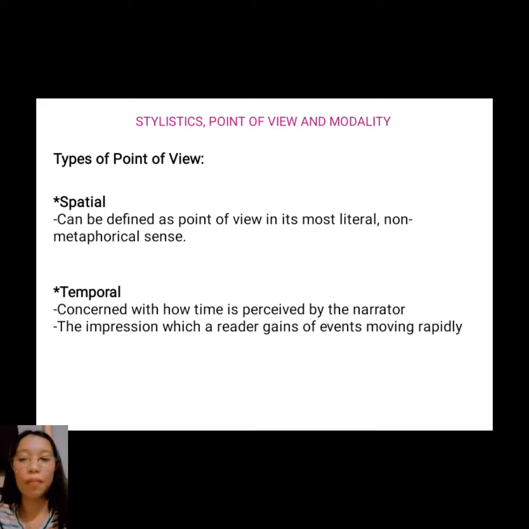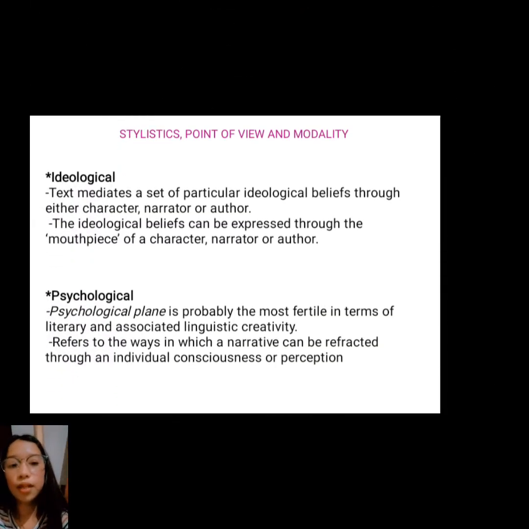Second is temporal point of view. It refers to the speaker's perception of the passing of time. It also refers to the temporal dimension in which the subject of the fiction is framed. The third one is ideological point of view. It refers to the value systems and sets of belief which reside in a text. The next one is psychological perspective. It is a philosophy which would guide someone's interpretation of an individual's behavior.